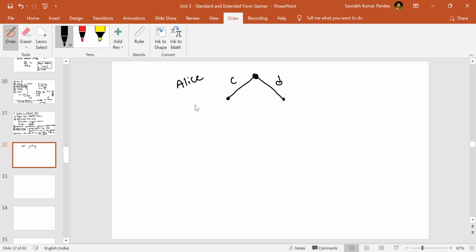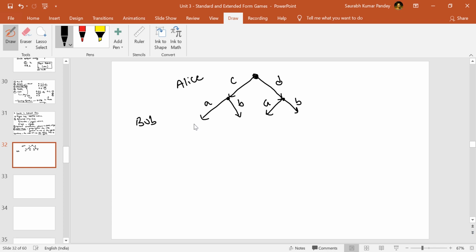Fine. Now, on the basis of C, who takes the action? Bob takes the action. What is that particular action? Either A or B. Fine. Then on the basis of D, Bob takes the action. What are those actions? Either A or B. So these are the actions of Bob.